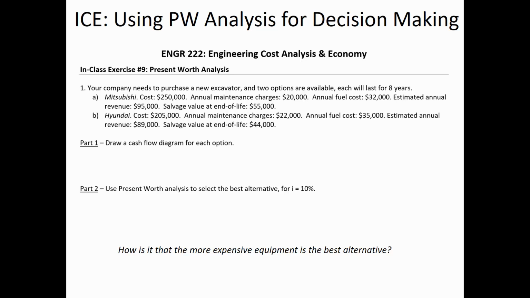So part 1, draw a cash flow diagram, and then part 2, use present worth analysis to select which is better, Mitsubishi or Hyundai. What we can see is they have different costs and different annual maintenance charges. One of them is more expensive than the other. Fuel costs are different. The revenues are slightly different, and so is the salvage value. So take all of those cash flows to year 0 once you've drawn the cash flow diagram. The 10% table is on the back side of the paper. So you can use the factors to find the present worth of each, then identify which is best and state directly what the decision criteria is.